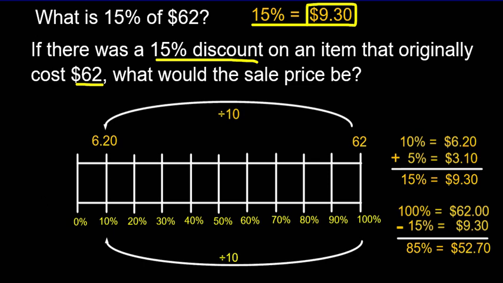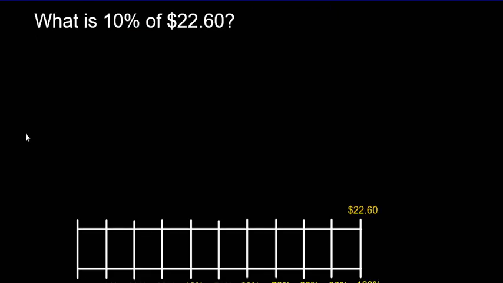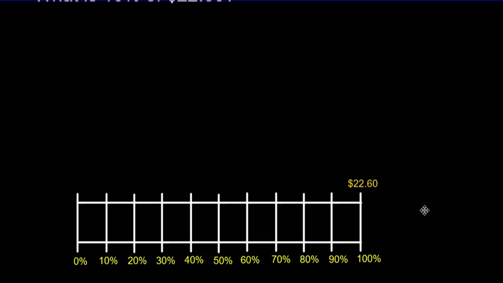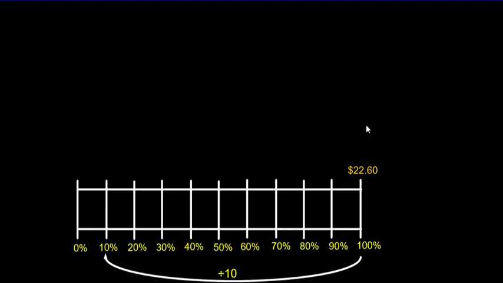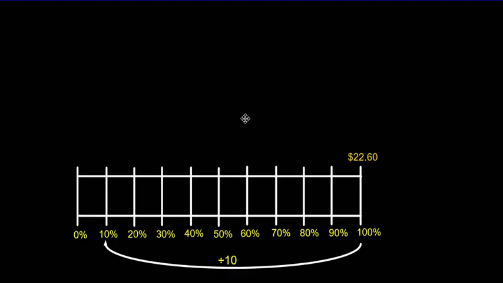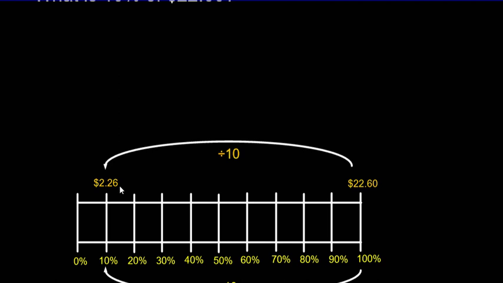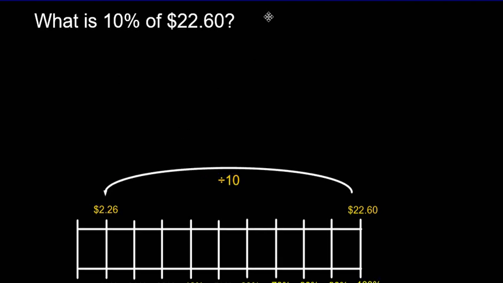Let's try one more. What is 10% of $22.60? Oh, we're getting more challenging. Notice again, 100% divided by 10 equals 10%. So we can take this value divided by 10 to come up with 10% of $22.60. And all we did was move the decimal one place to the left, $2.26. So 10% is $2.26.